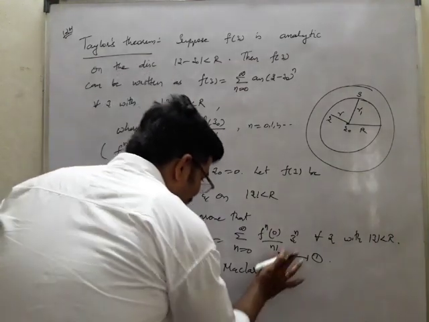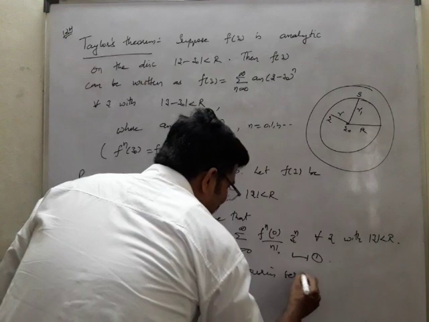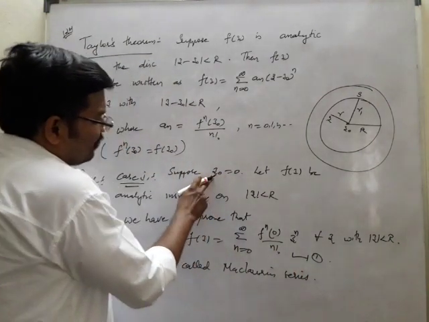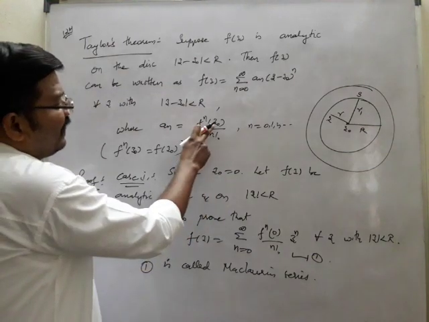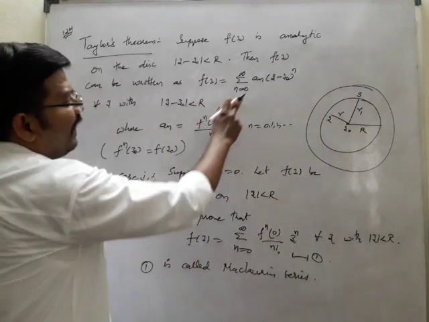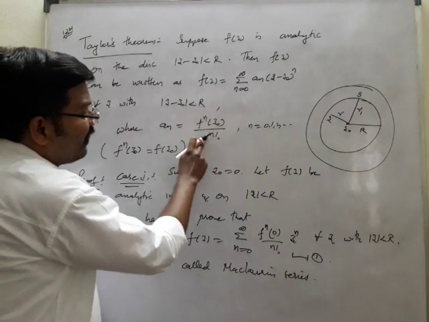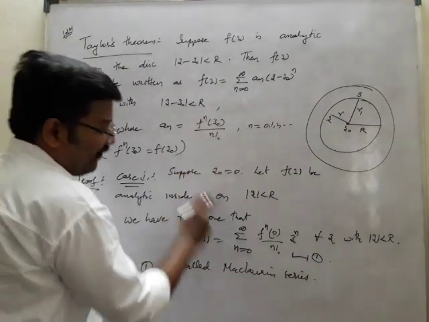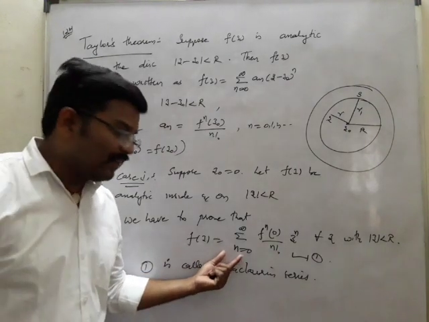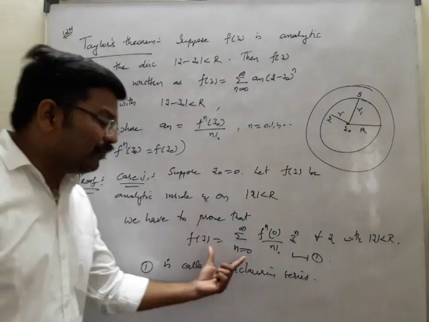Maclaurin series. See, what we have, suppose we have taken that z0 is 0. So when z0 is 0, here in f power n z0, in the place of z0 we have kept 0, and in the place of an we have written f power n of 0 by n factorial into z power n. Now this is a series which we got if we suppose that z0 is 0. We have to prove this now.